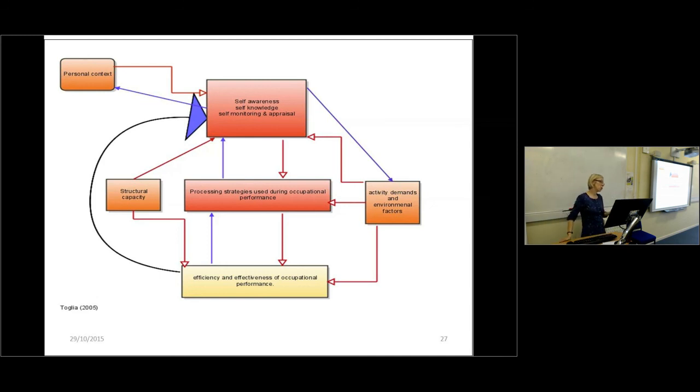This is based on an occupational therapy model, which is a dynamic cognitive rehabilitation model. And the reason I put it up here is because it just relates those parts together. So it's an OT model, so we talk about occupational performance, but in the end, if you're looking for efficiency and effectiveness of performance of whatever it is, you need to think about the activity and the environment. You need to think about how the person is processing information, what's their self-awareness like, and you need to think about their personal context.